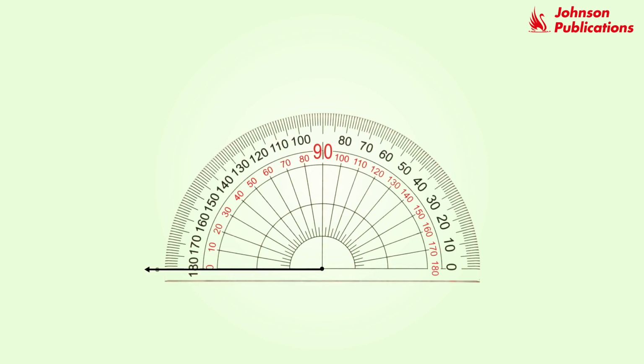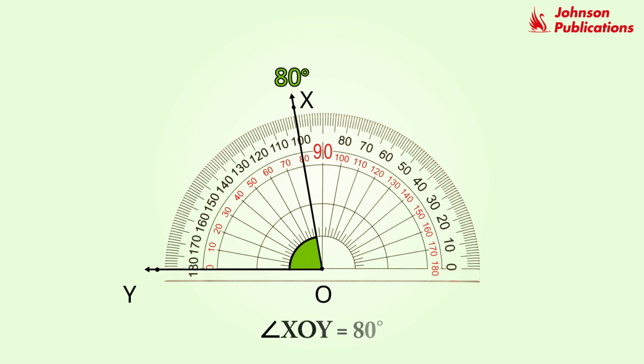Since we have placed the protractor along the side OY, the reading of the scale will be in clockwise direction. Count the degree lines carefully from 0 till the point where the other side coincides. Angle XOY is equal to 80 degrees.